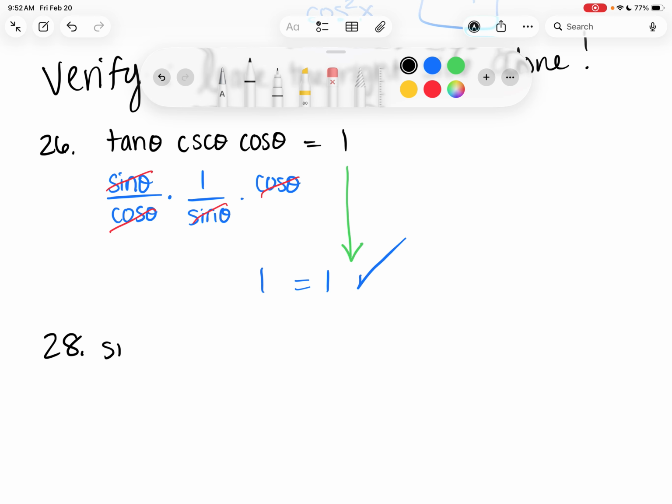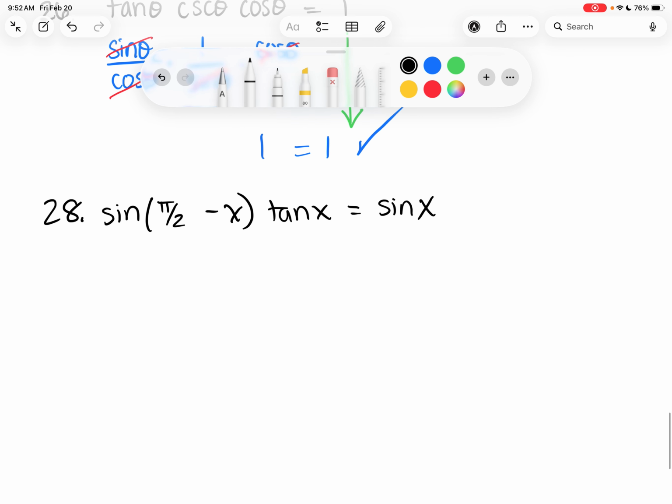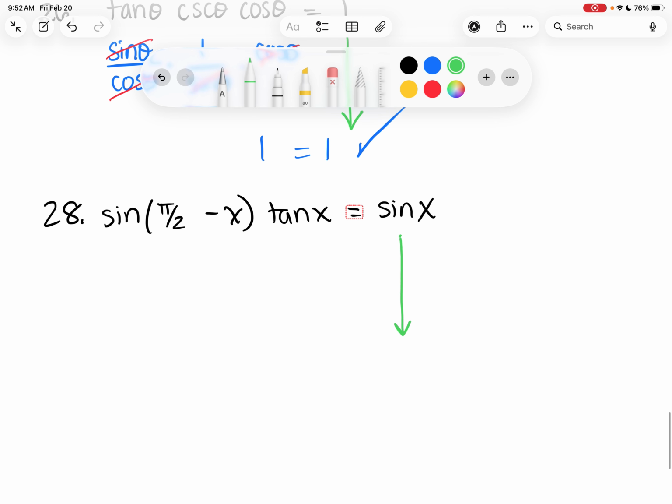28. Sine of pi over 2 minus x times the tangent of x is equal to the sine of x. So don't touch the other side. All right. How can I rewrite sine of pi over 2 minus x? Cosine x. How can I rewrite tangent? Sine x over cosine x. Cosines cancel out, so you have sine x. Sine equals sine.